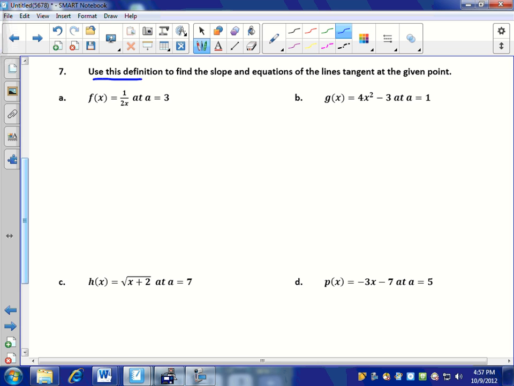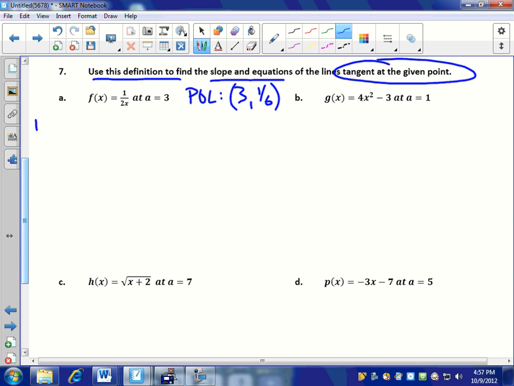And so we do it here. Use this slope definition to find the slope of the equation of the line's tangent at a given point. Slope at one point. Unbelievable. Find our point on our line first. 3. And plug it in. You get 1 over 6. When I find slope, I use the formal definition of the instantaneous rate of change, which is the limit as h approaches 0 of 1 over 2 times h plus 3 minus 1 over 6, all over h.